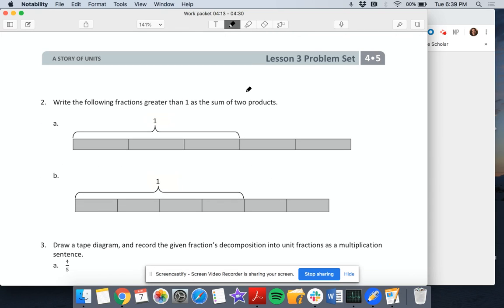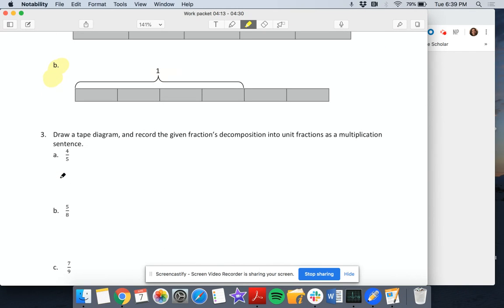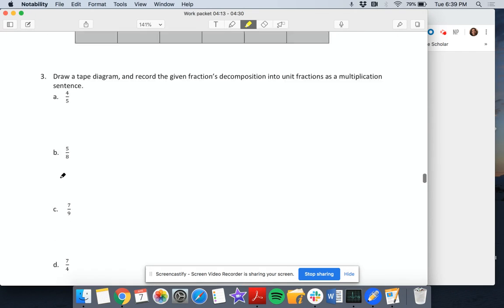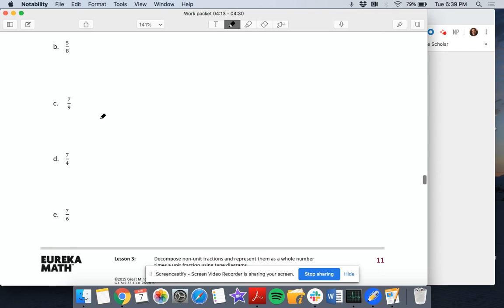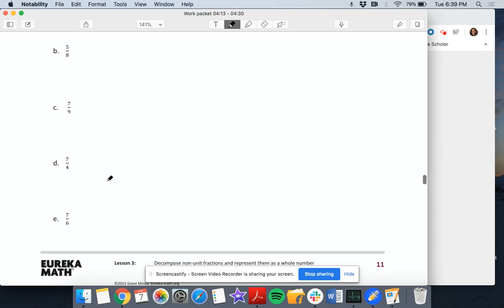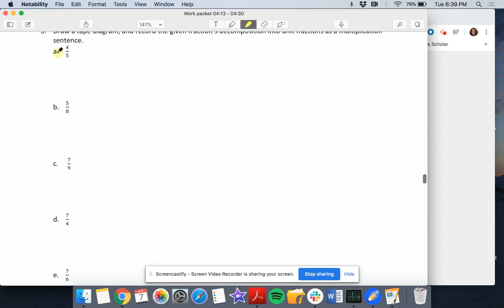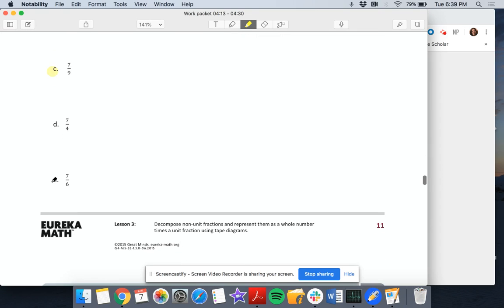I want you guys then to do 2A, 2B on your own, and let's just do one sample problem in number 3 together. So it's asking us to draw a tape diagram and record the given fraction's decomposition into unit fractions as a multiplication sentence. Okay, seems easy enough, right? So let's go ahead, let's do D together. I want you guys to go ahead, try A, B, C, and E on your own.